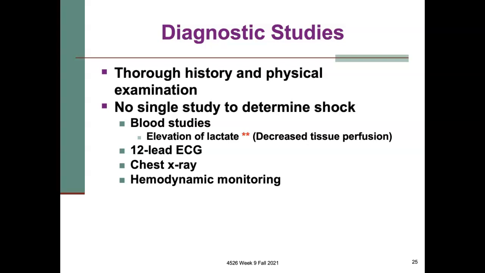A 12-lead ECG is also done to look at the cardiac system to see if there's any development of angina or ST depression or elevation. Chest X-ray to look at the lungs. Continuous pulse oximetry and hemodynamic monitoring will be started. So this is a patient that's going to be going to the intensive care unit.